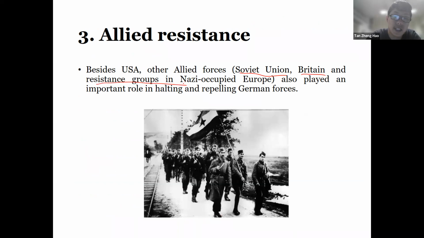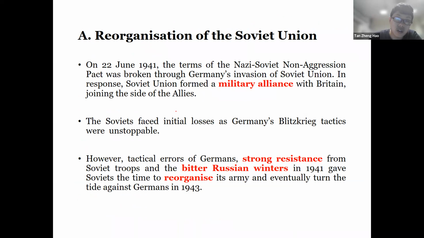Okay, so remember the Nazis occupied Europe. One example could be the French. Although the country surrendered, some of them may still have wanted to fight. So let's look at the Soviet Union first.